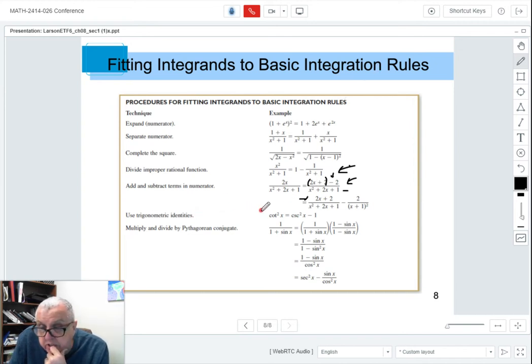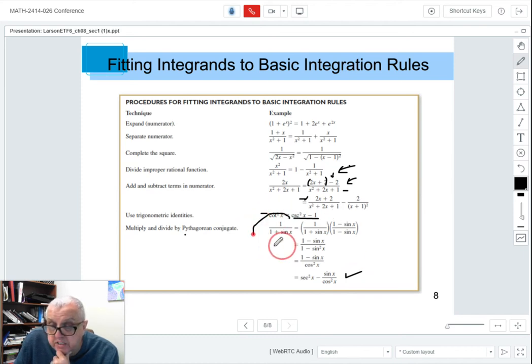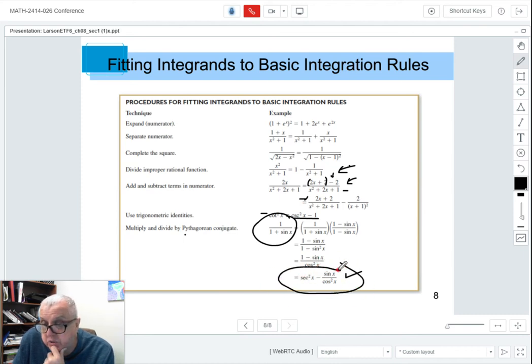And with trig, you could change the identity, and then multiply and divide by a conjugate. If you multiply this by its conjugate, the conjugate is the exact same thing on the bottom, but a different sign. You end up with a different problem, and it might be easier to integrate. If you look at your rules and you can't find a rule for this, look at your rules of integration for secant squared, and this is really similar to u and du. So you can multiply by the conjugate.